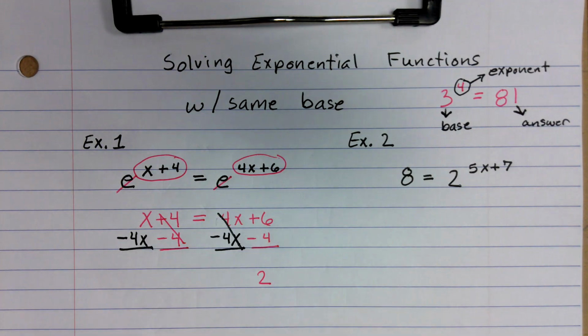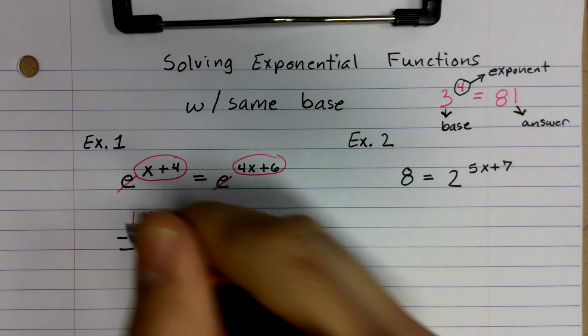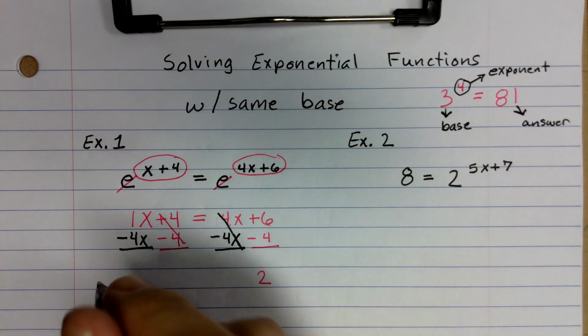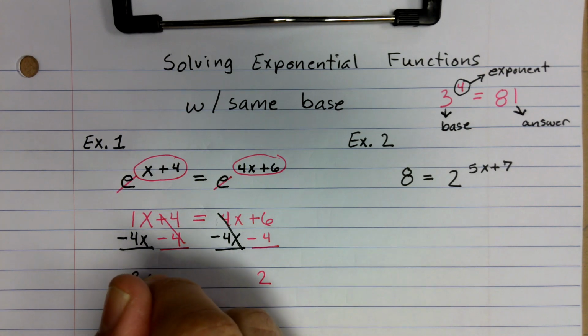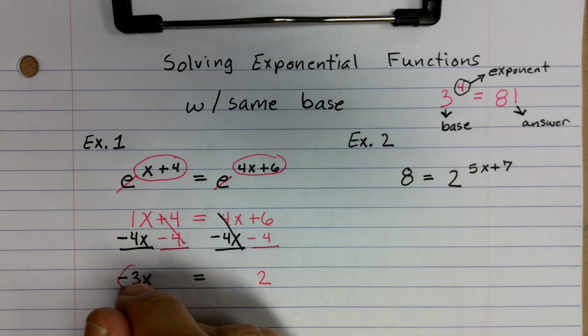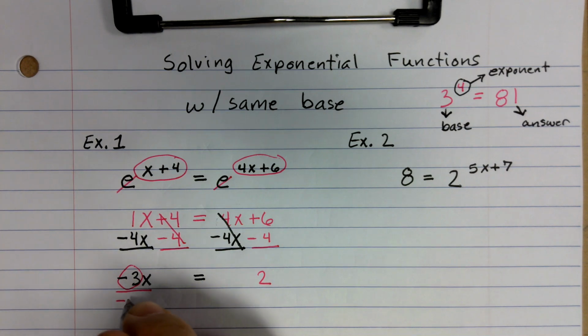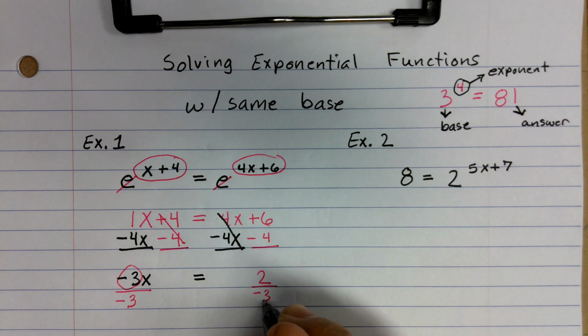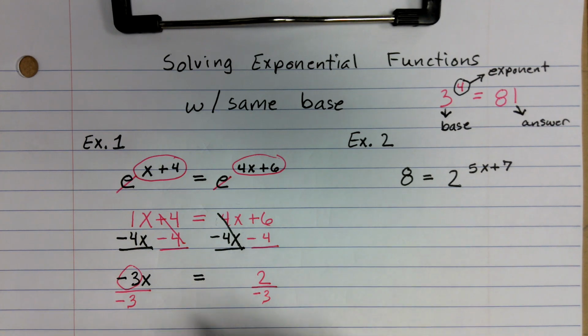And I have 1x. Remember, there is an invisible 1 in front of every variable. And 1 plus negative 4 leaves me with negative 3x. So we are almost done. All I have to do now is get rid of my coefficient of x. And the way I do that is by dividing it. So I'm going to divide by negative 3 on the left. But I have to keep my equation balanced, so I'm also going to divide by negative 3 on the right.